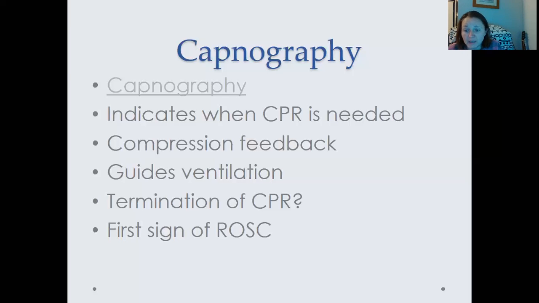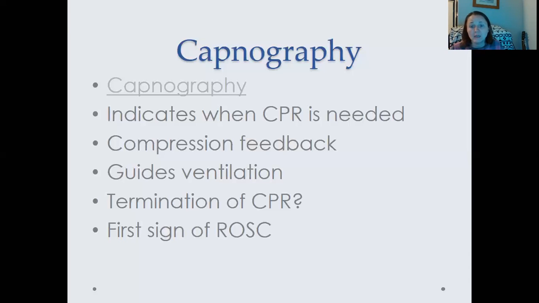Also, it can let us know that we're overventilating. Hyperventilation can actually lead to vasoconstriction and decrease perfusion to the brain. So we don't want to put too much pressure in that thoracic cavity. We don't want an elevated intrathoracic pressure because that can impact compressions. Remember, we're trying to squeeze the heart, so too much pressure in that thoracic cavity or hyperventilation is a problem. So it can help us with that. And then lastly, this termination of CPR.